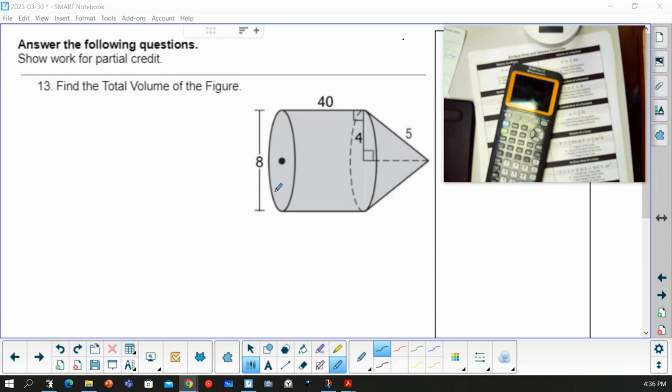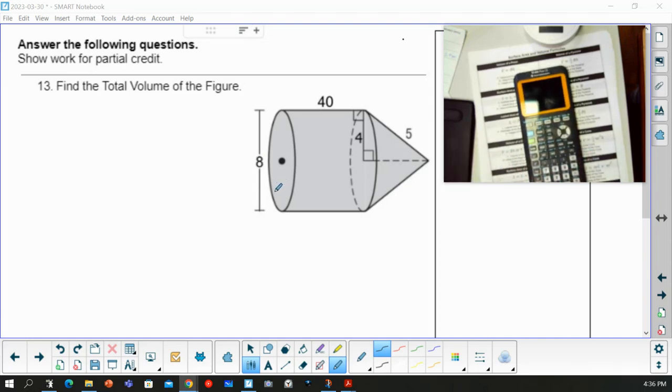All right, so I did this problem once and I did it incorrectly, so I have to do this problem again because I messed up. So let's find the volume of this figure. To do this, I'm going to find the volume of two things. First, I'm going to find the volume of this cylinder.